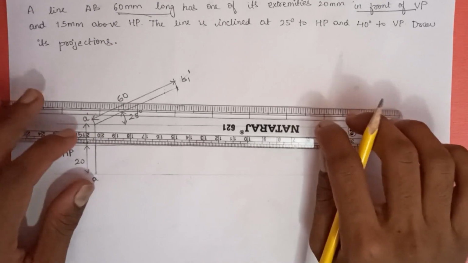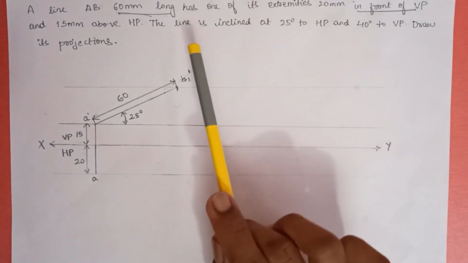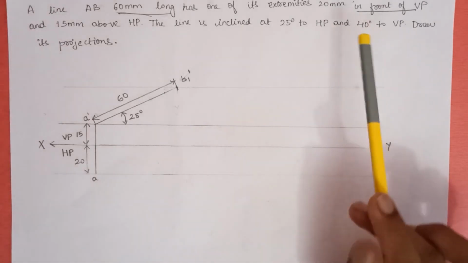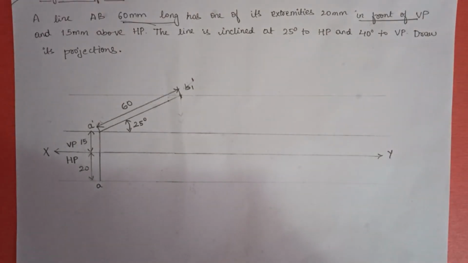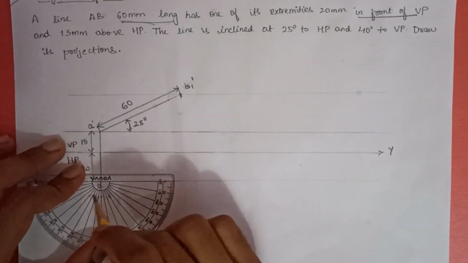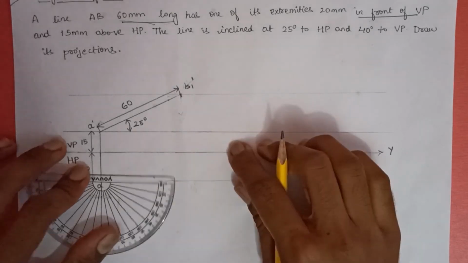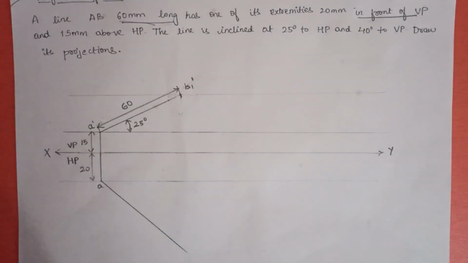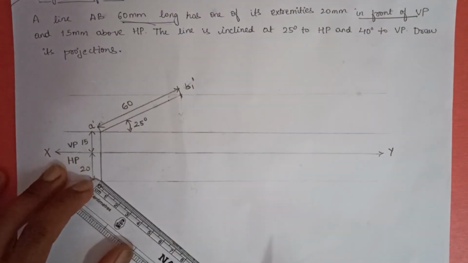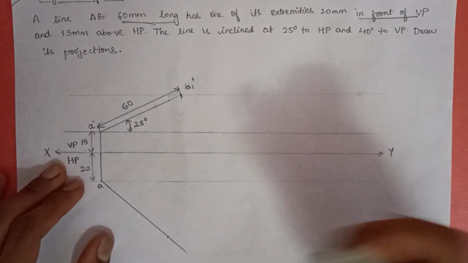You need to draw the locus of B1 dash, and it's a thin line and it is inclined at 40 degrees to the VP. The projection will be in the HP. Now you need to take your protractor, taking the point as A, and mark a 40 degree line. Draw a line of any length, doesn't matter. Now you take your scale and take a 60 mm measurement and then erase the remaining portion.